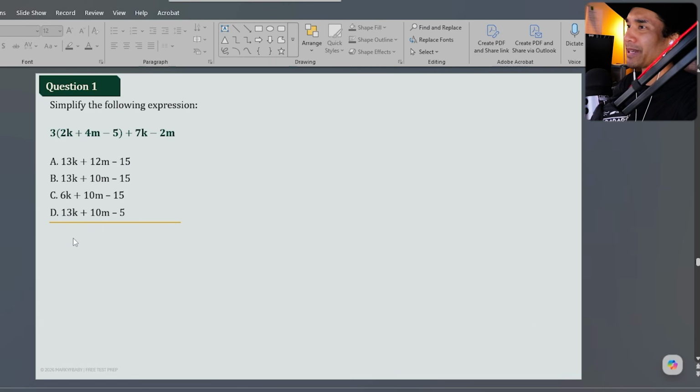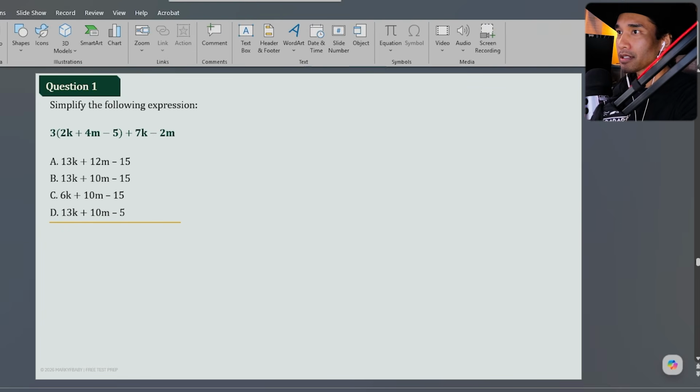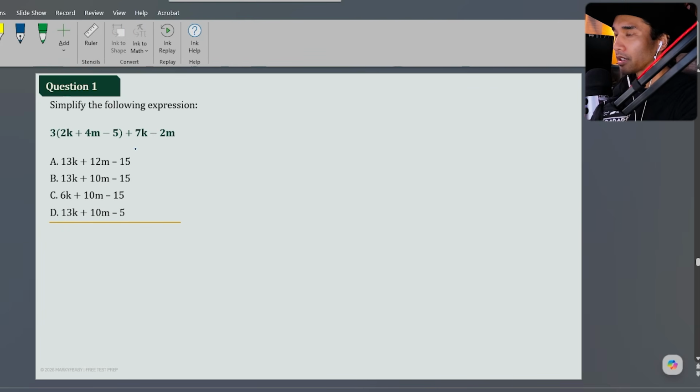All right, let's begin. Question number 1. Simplify the following expression. We have this expression here: 3 times (2k plus 4m minus 5) plus 7k minus 2m. And let me just go ahead and get my marker here.